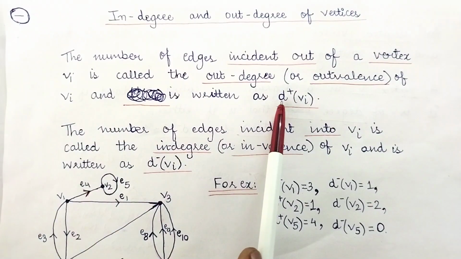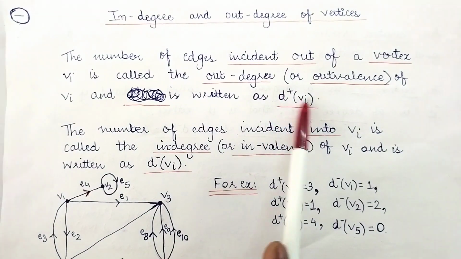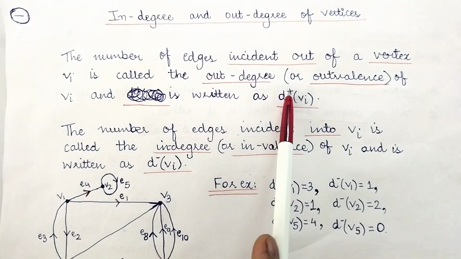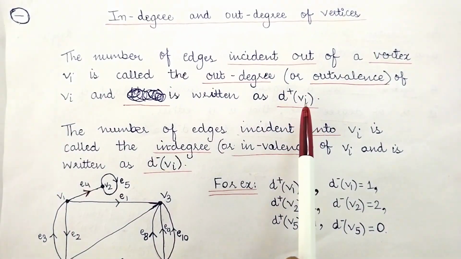How do you denote out degree? D, a positive sign, within brackets Vi. Here D represents the degree. A positive sign shows that we are talking about out degree, and Vi is that particular vertex whose out degree we are talking of. So this is how you denote the out degree.